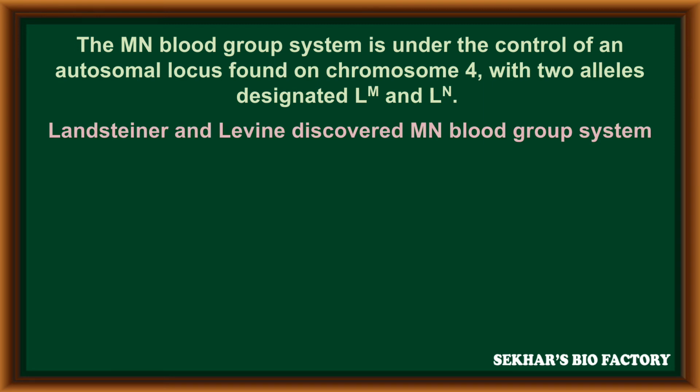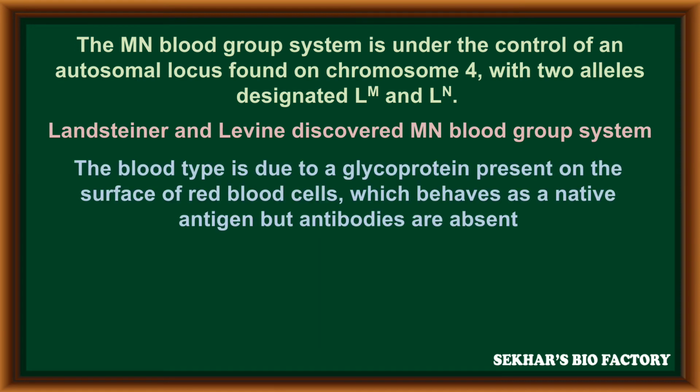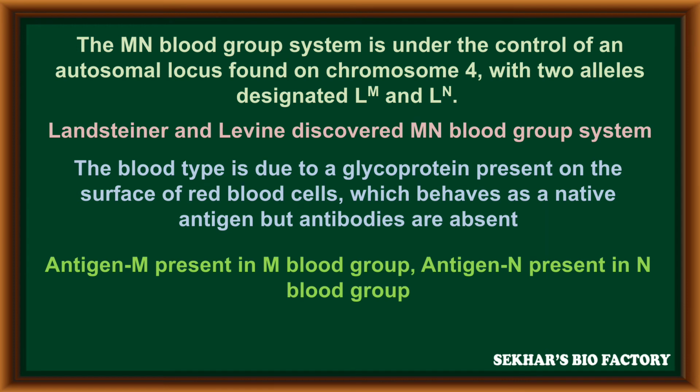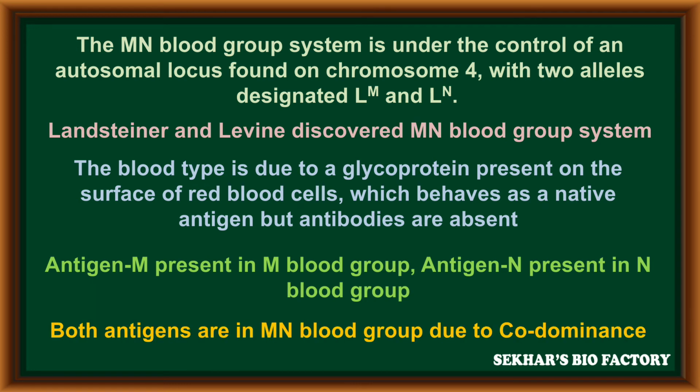Landsteiner and Levine discovered the MN blood group system. The blood group type is due to a glycoprotein present on the surface of red blood cells, which behaves as a native antigen, but antibodies are completely absent. Antigen M is present in the M blood group, and antigen N is present in the N blood group. Both antigens are present in the MN blood group due to codominance.